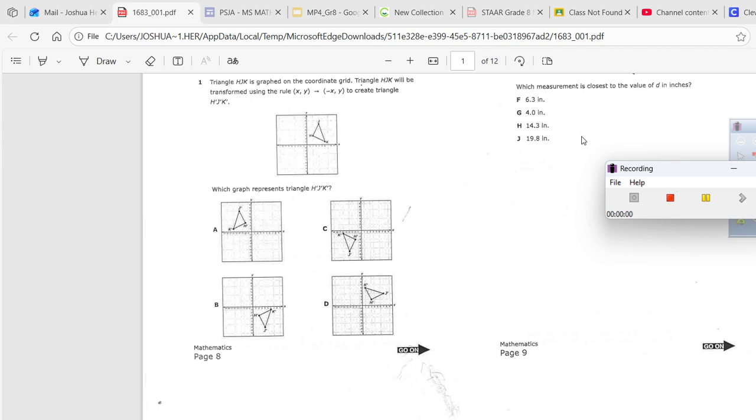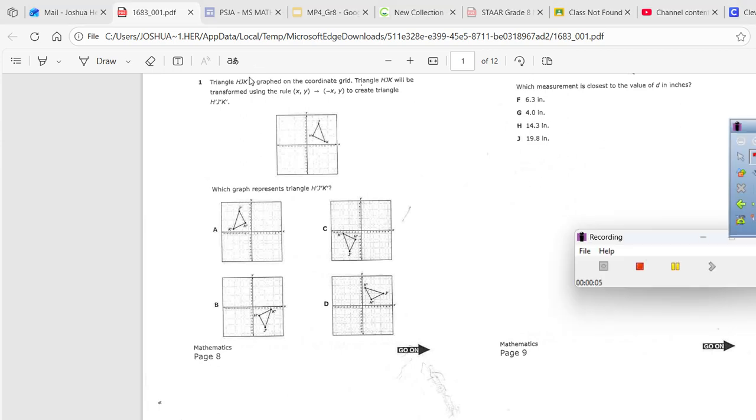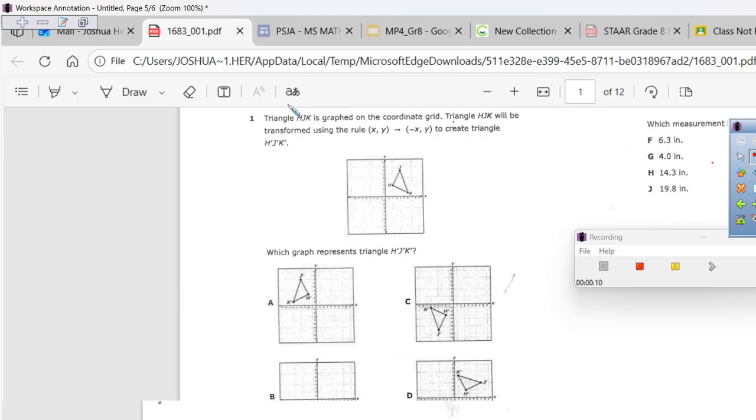Here we go, guys. And this one right here, it's pretty easy. When you see this, it's just asking about your transformations. And your transformation, this one's going to basically be that row right there. Okay? So if you look at that, it's x, y, and then it becomes negative x, y.